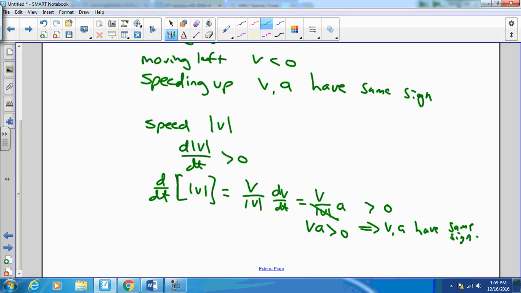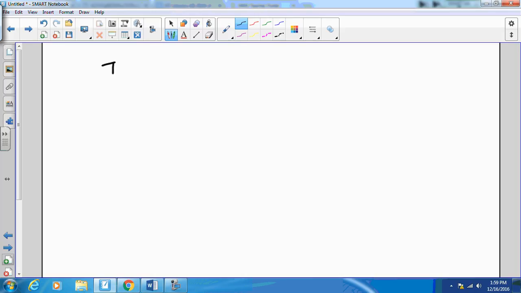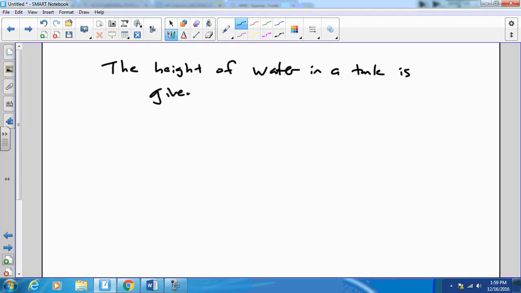Okay, so these were the most common rates of change problems, but we also had rates of change problems where, like water, the height of water is given by some function. How quickly is water coming in? Let's do one of those. I totally made this function up.